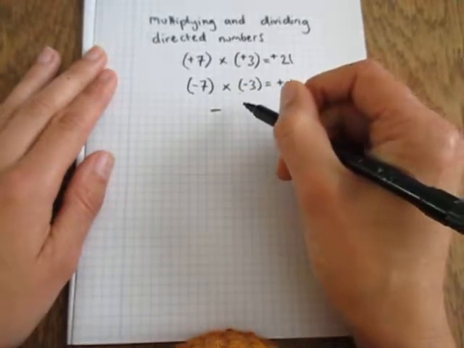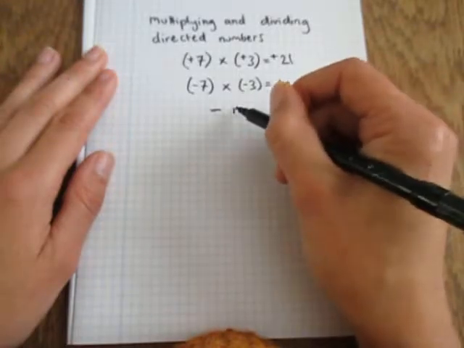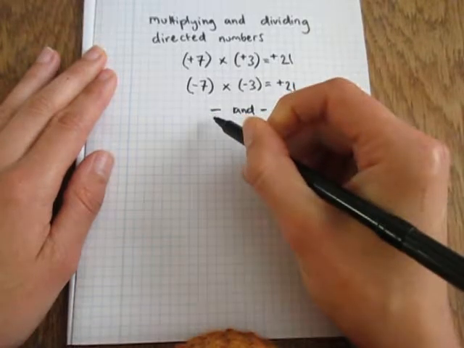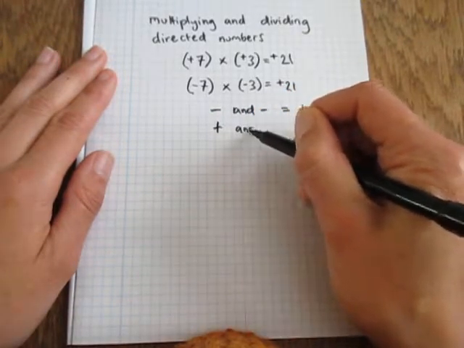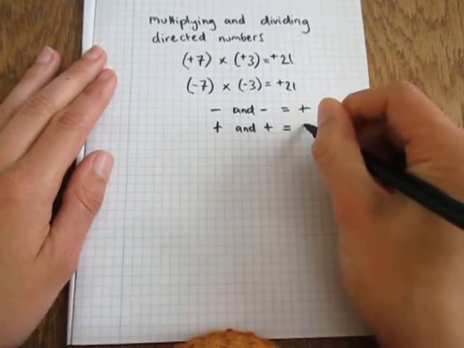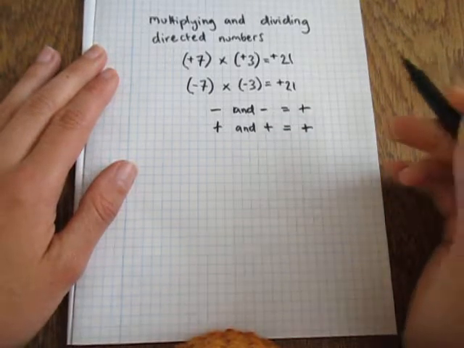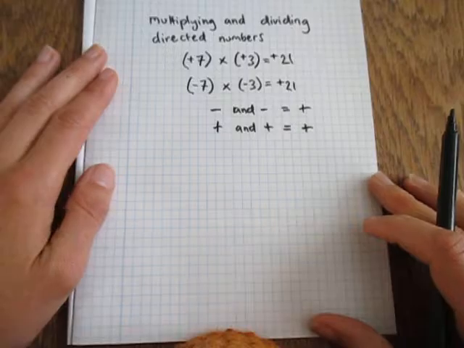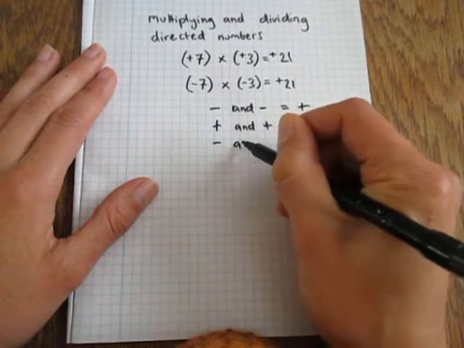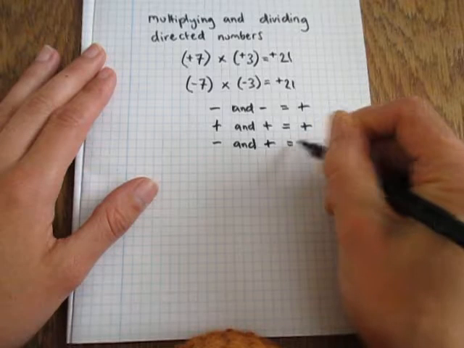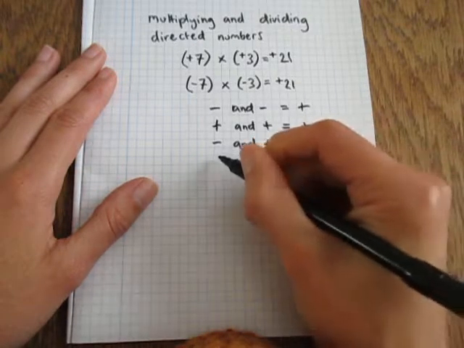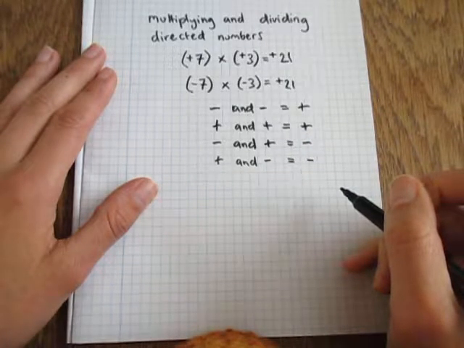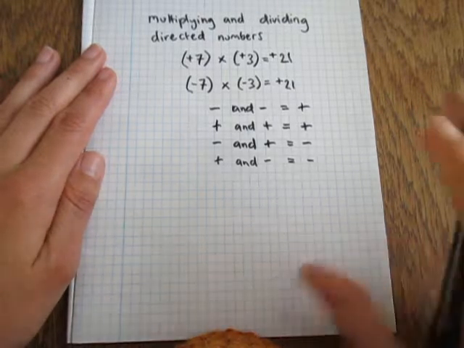So a negative and a negative, a positive and a positive equal a positive. But when you have two different signs multiplied together, the answer is always a negative. So a negative and a positive equal a negative, or a positive and a negative equal a negative. So this is for multiplication and division.